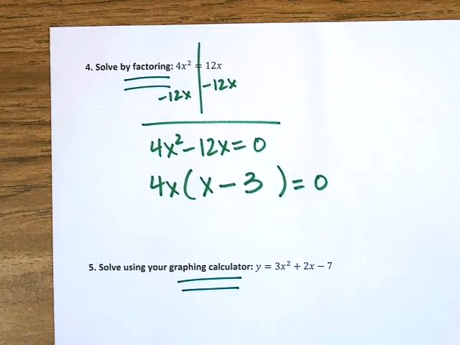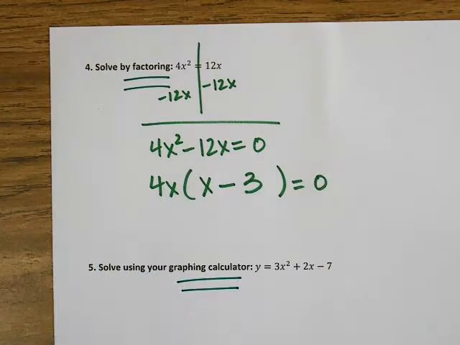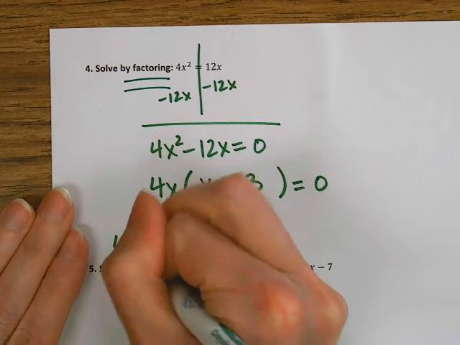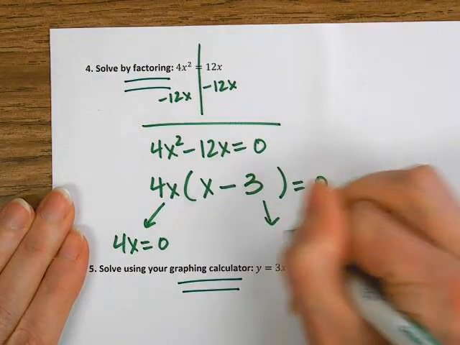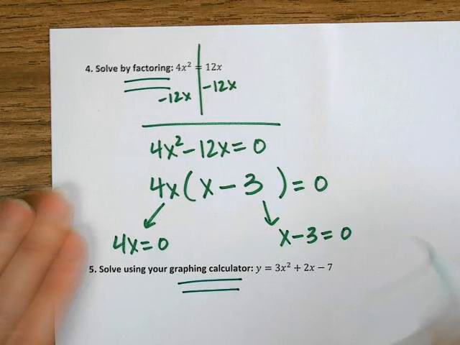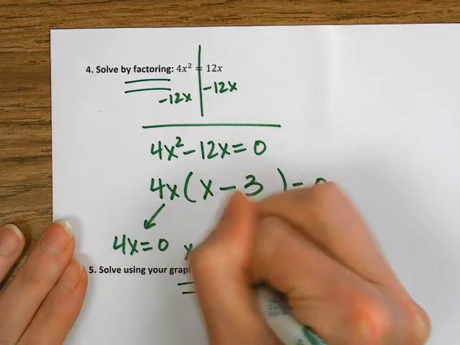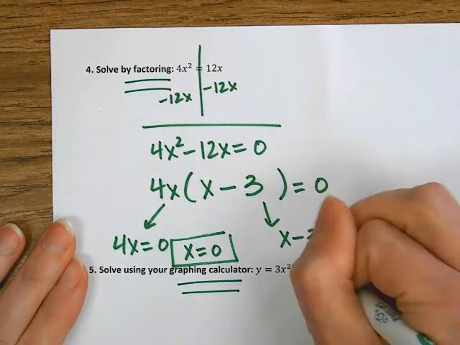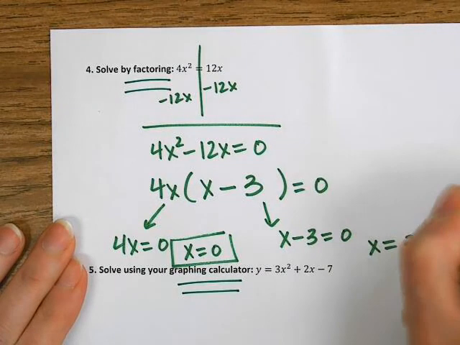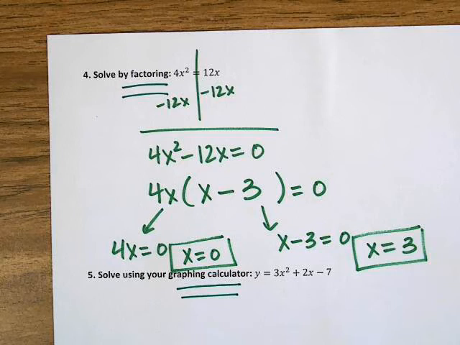And then, very easily, we can get our 2 solutions. So we take this one and set it equal to 0. And we take this one and set it equal to 0. So 0 divided by 4 gives us a solution of 0. And then this one we add 3, so we get the opposite of positive 3. So that's solving by factoring.